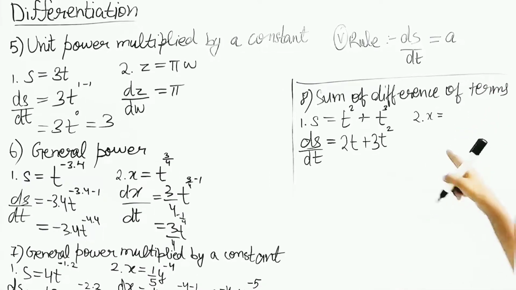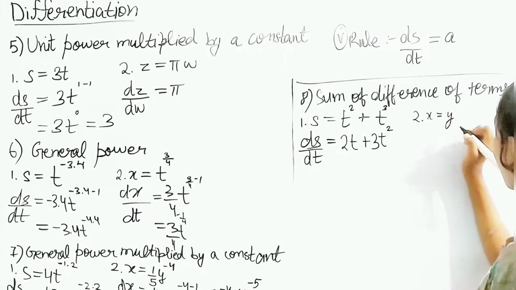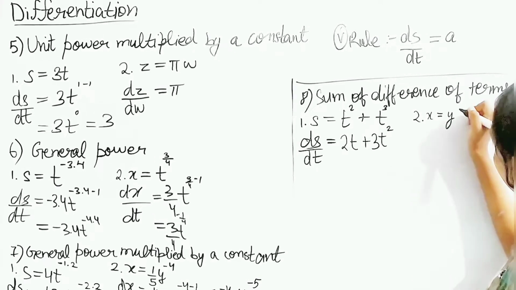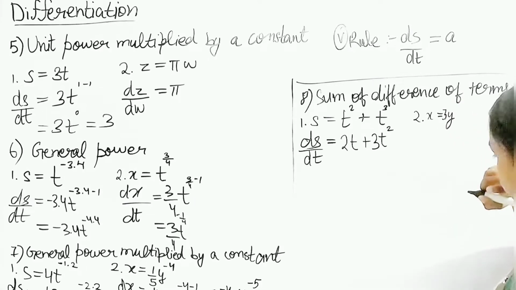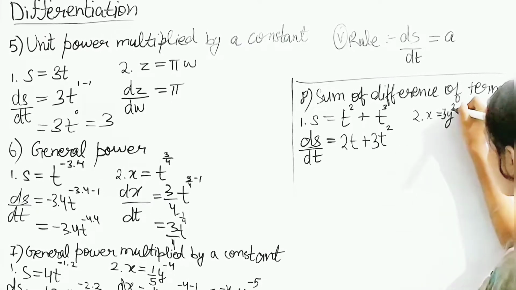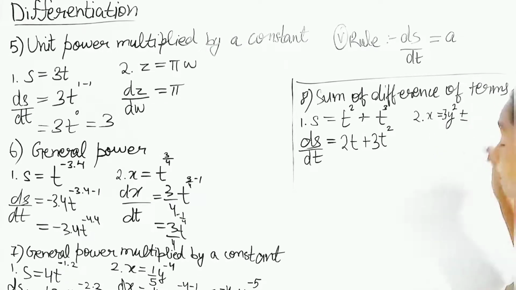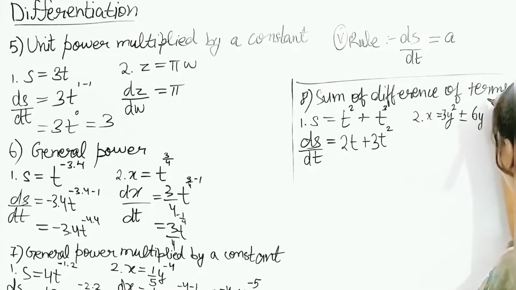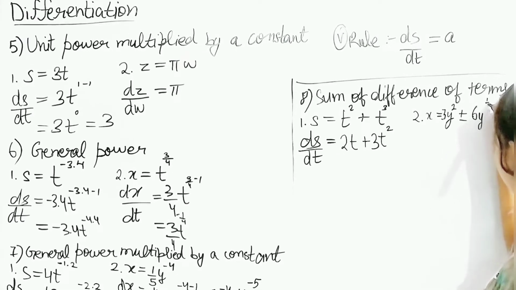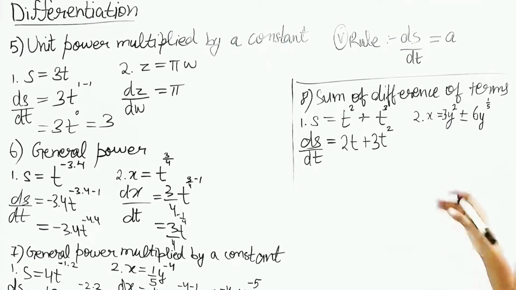Yeah, x is equal to y, 3y squared plus or minus 6y 1 by 5. Interesting, right? Let's solve it.